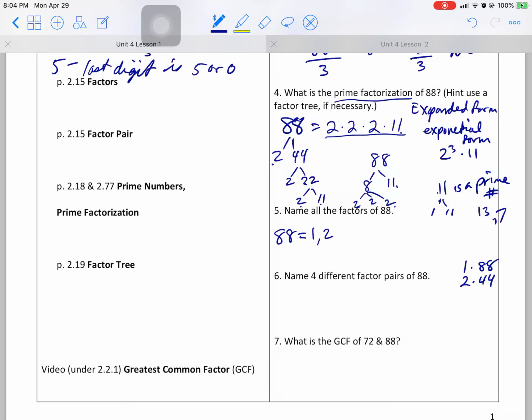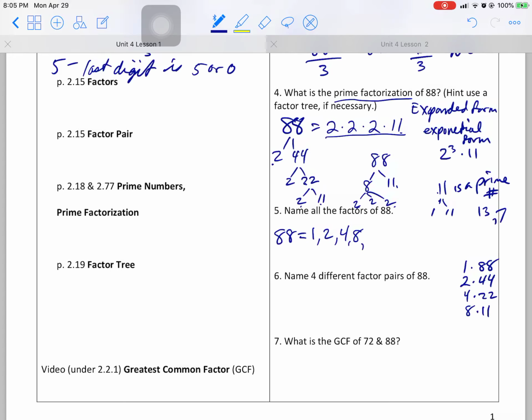equals 88. How about a 3? Does 3 go into 88? No, it does not, because 8 plus 8 is 16, not 15, so 3 won't go in. How about a 4? Does 4 go in? 4 goes in. 4 times what? 4 times 22, right? Check me, yeah? Okay, and how about 5? No. 6? No. 6 won't go in because 3 doesn't go in, right? 7? No. 8? Yes. 8 times what? 8 times 11 makes 88.